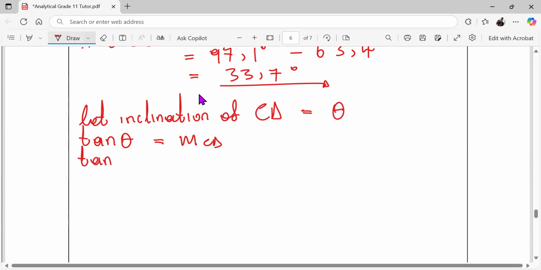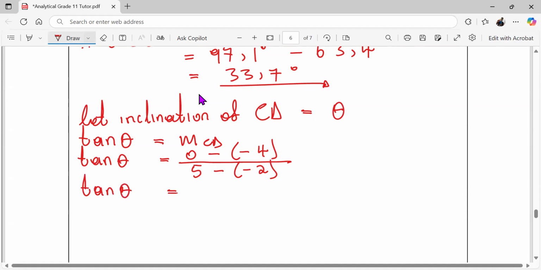But then how do we find the gradient of CD? Well, we take the y value at C, which is 0, minus the y value at D, over the x value at C, which is 5, minus the x value at D. Then what are we going to have? Well, we have 4 in the numerator, and in the denominator we have 7. So this means the gradient is going to be 4 over 7. Just to quickly double check, I don't really trust my mental maths, right?